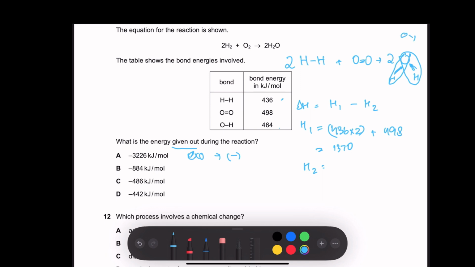Like this is another water molecule. So there is 1, 2, 3, 4. So basically 4 OH. So it's going to be 4 into 464, which is 1856. So del H is going to be 1370 minus 1856, which is negative 486. Negative 486 is C.